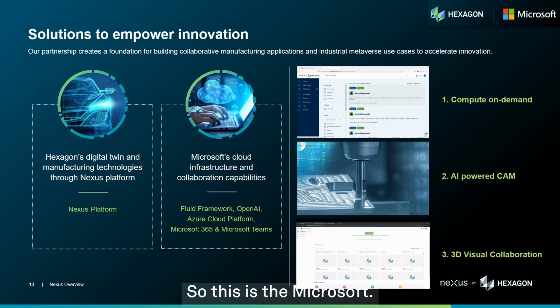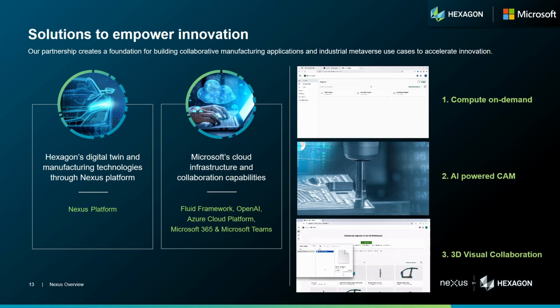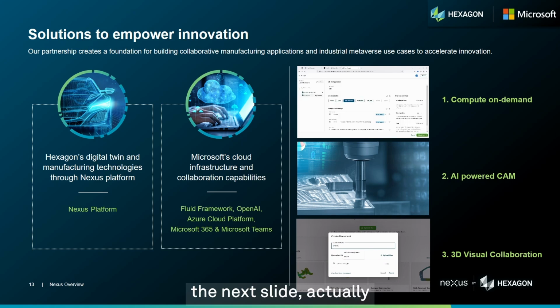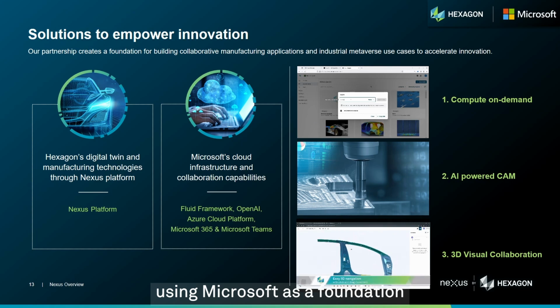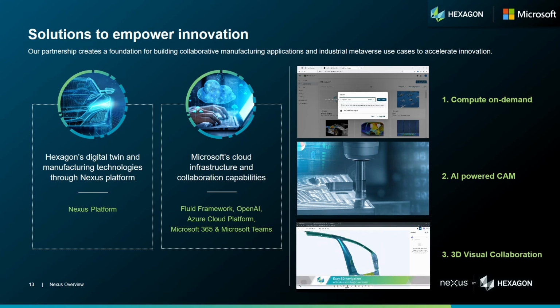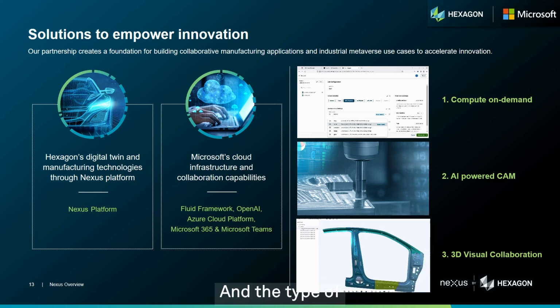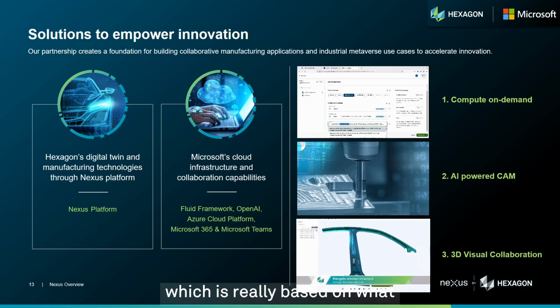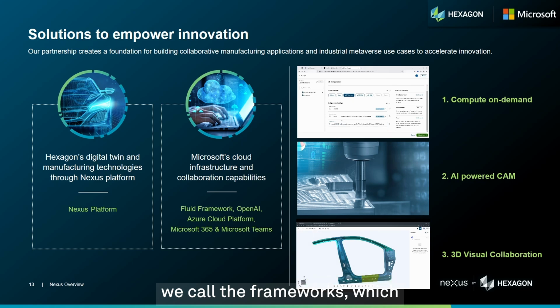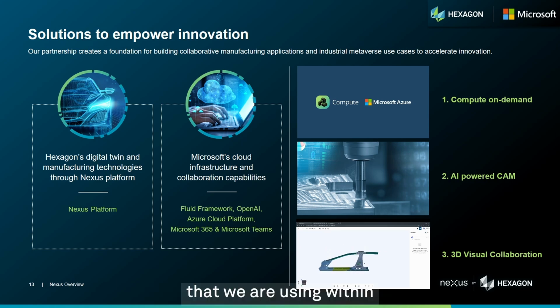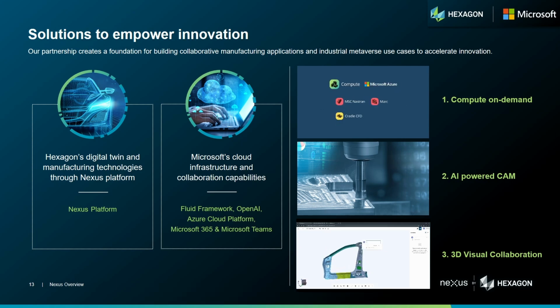So this is the first example, Microsoft. As you can see here on the next slide, the entire Nexus stack is actually based on Microsoft. What that means is we are using Microsoft as a foundation to host Nexus, so the platform is based on Microsoft. Second thing, in the area of collaboration, a number of you are familiar with Microsoft Teams and the kind of collaboration that you see, which is really based on what we call frameworks, which is the technology that they have established to drive collaboration in Teams. It's the same components that we are using within Nexus to drive collaboration within engineering.